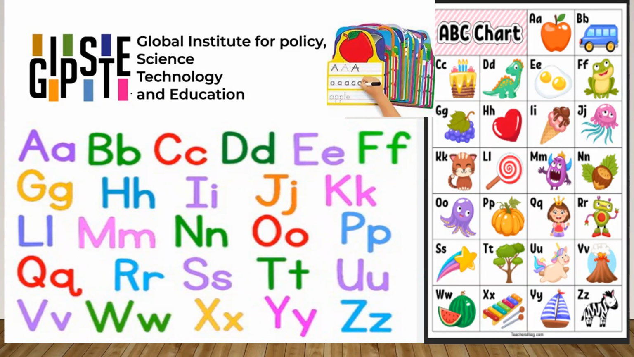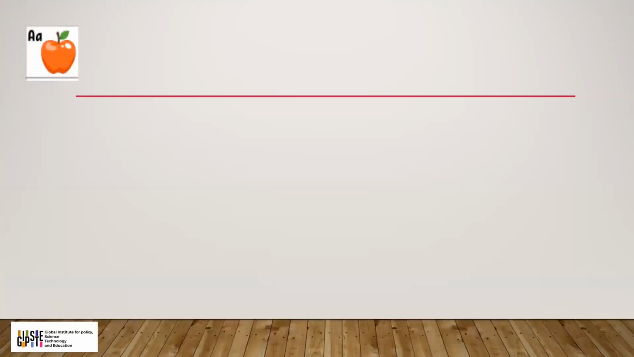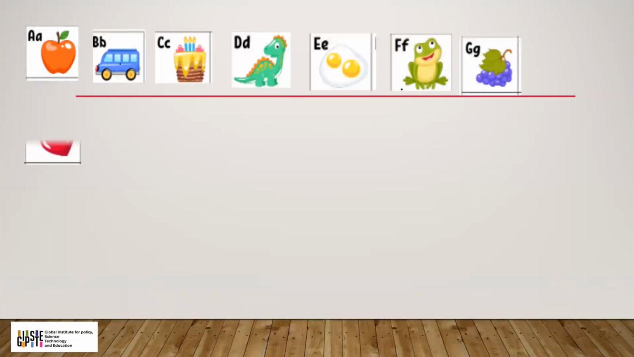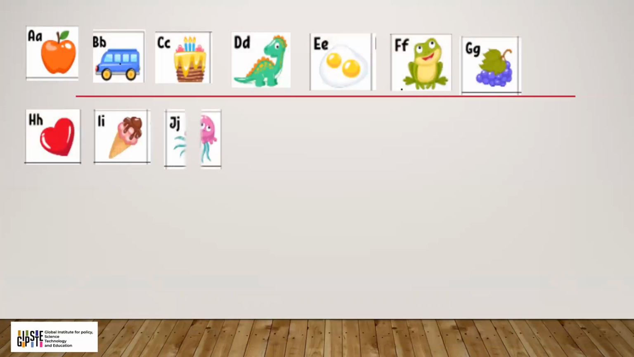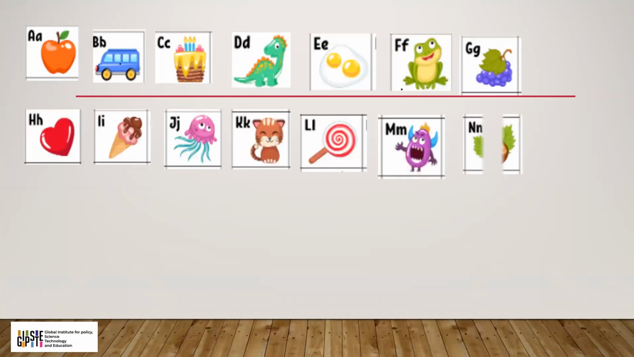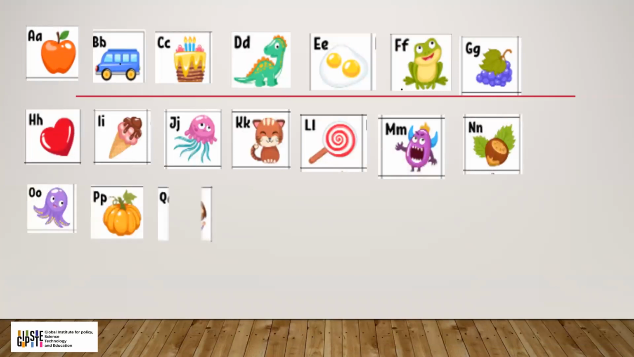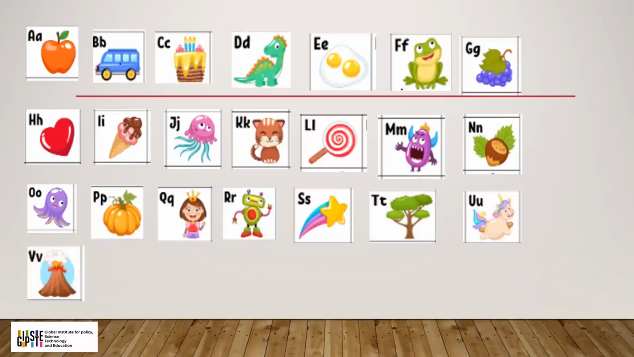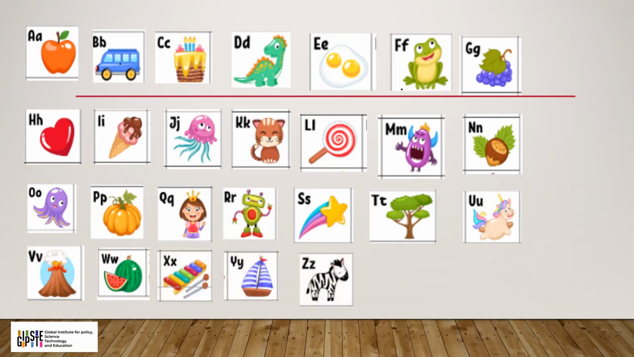Today, we're going to learn the letters of the alphabet. Let's go. A, B, C, D, E, F, G, H, I, J, K, L, M, N, O, P, Q, R, S, T, U, V, W, X, Y, and Z. Now you know the letters of the alphabet.